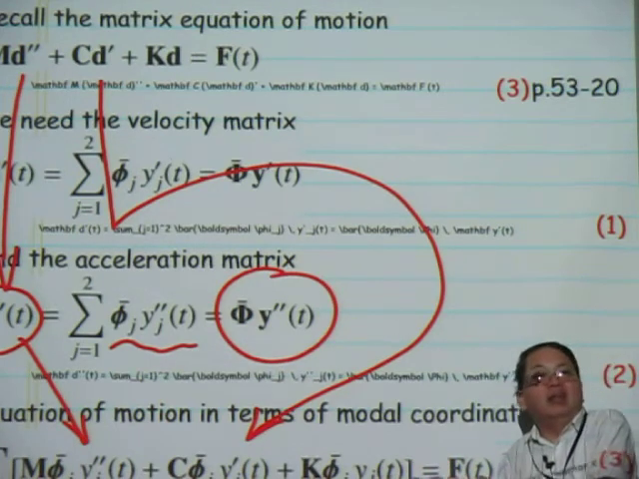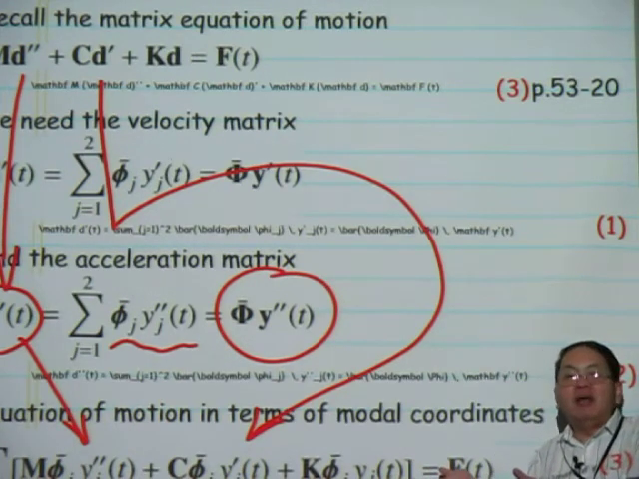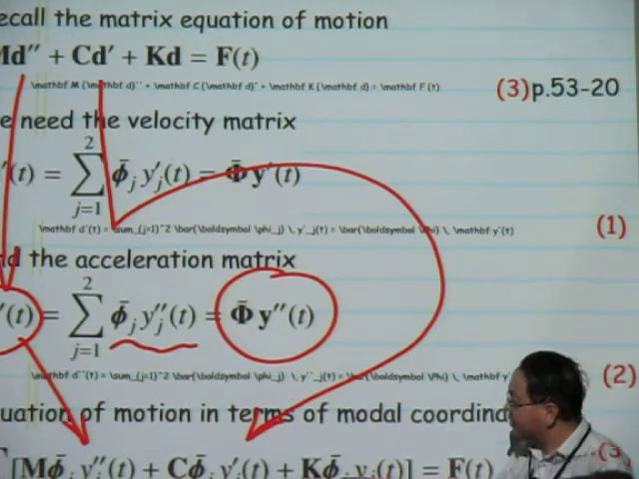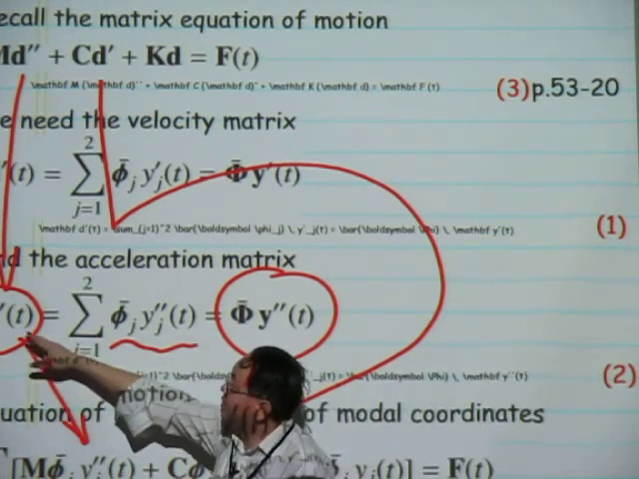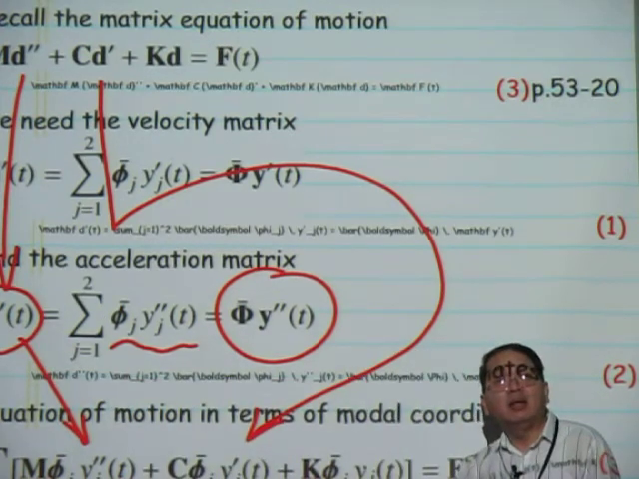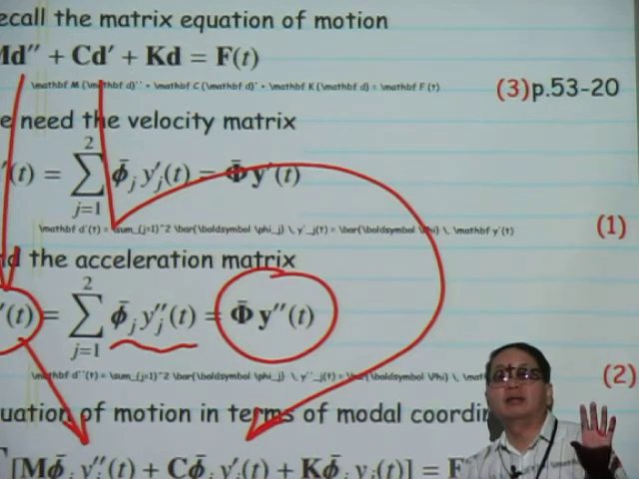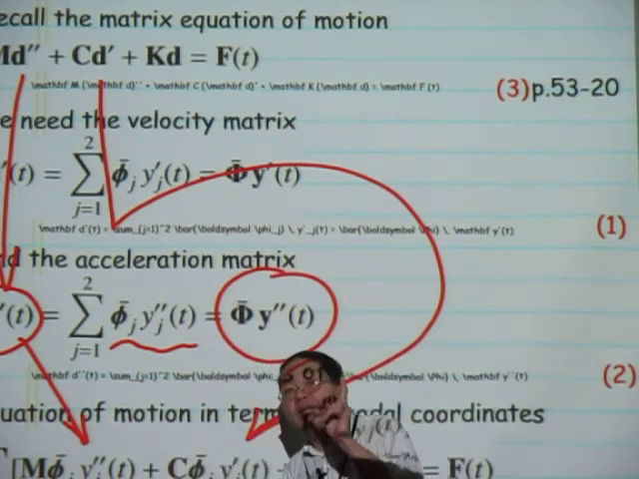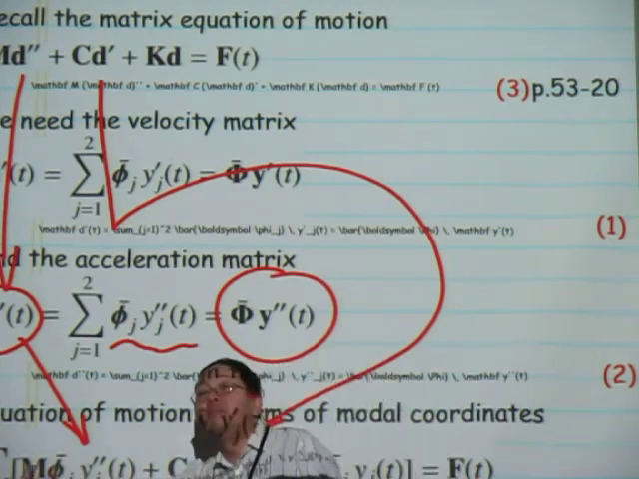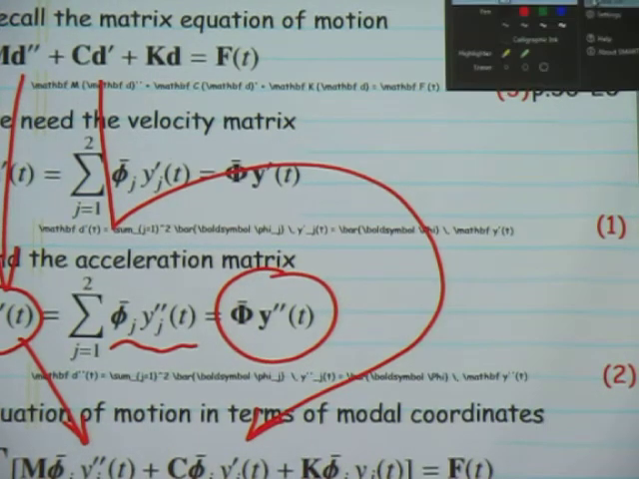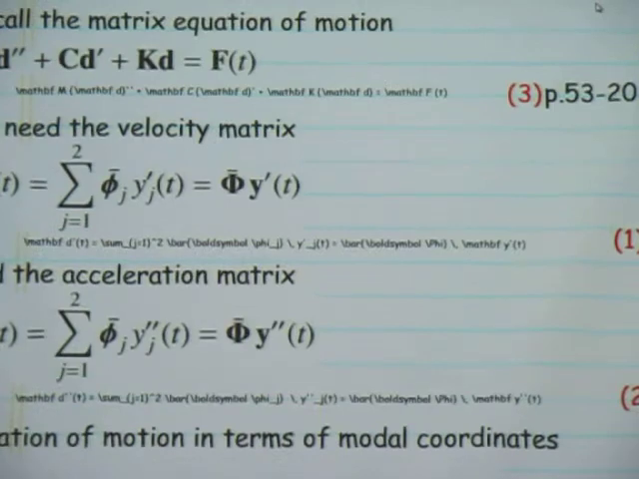We haven't done anything yet, because all we did is express the displacement in the new basis. This matrix K here is still a full matrix, and in general, C is also a full matrix. You only diagonalize when you pre-multiply by phi bar transpose. That's what we will do next. Be careful with this.